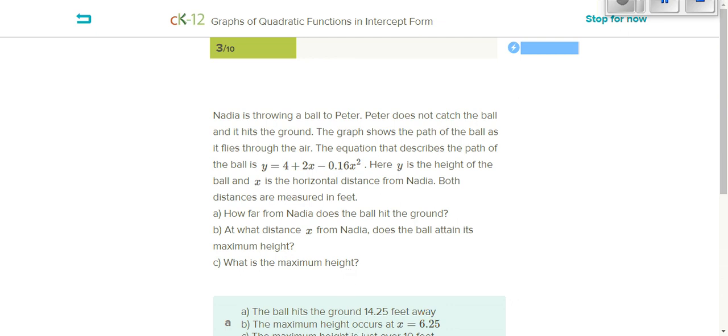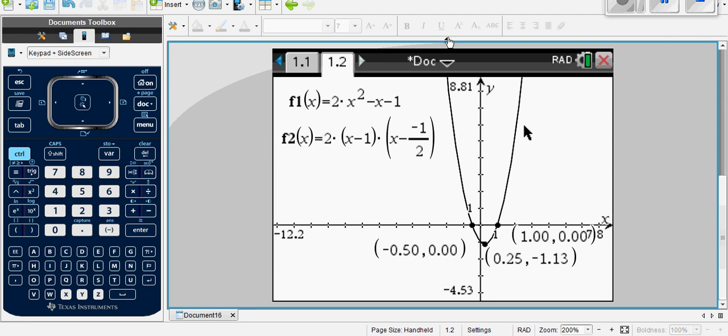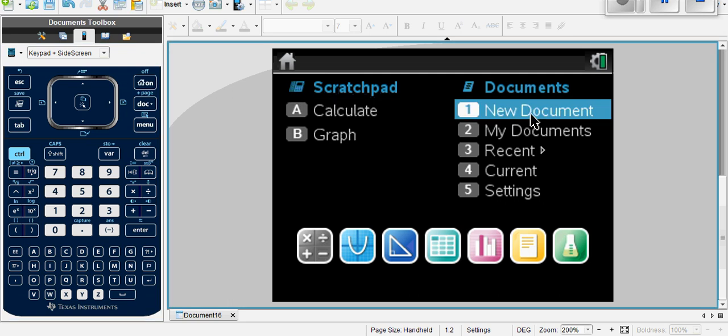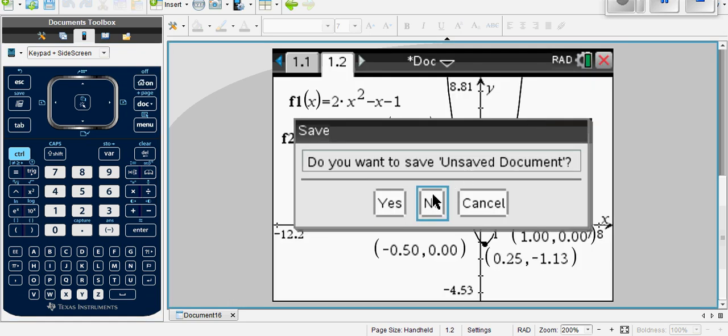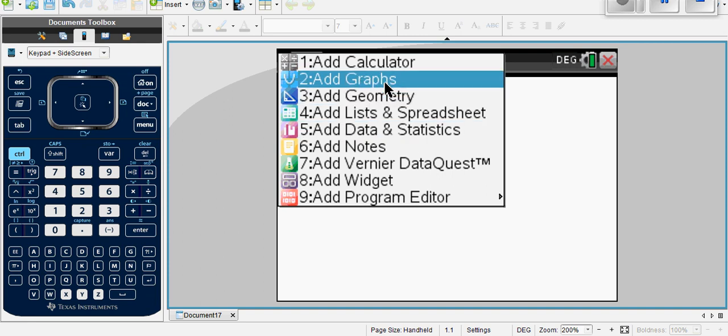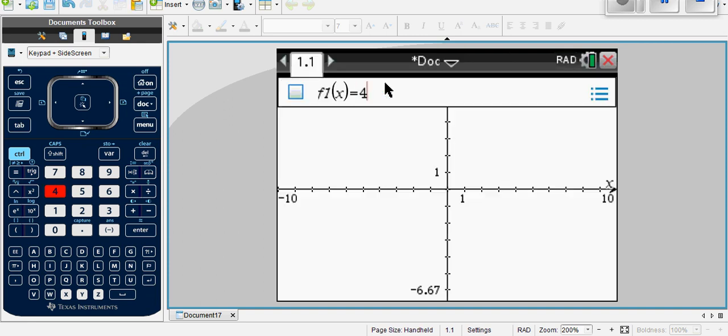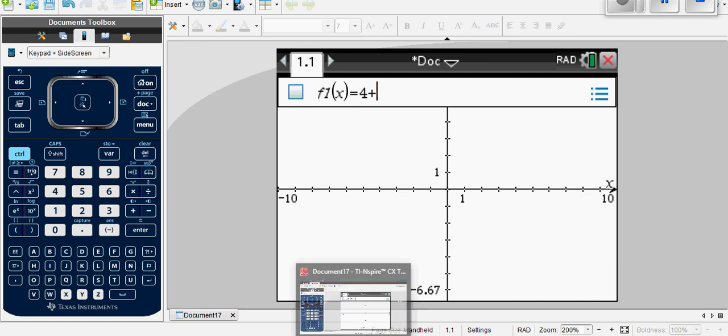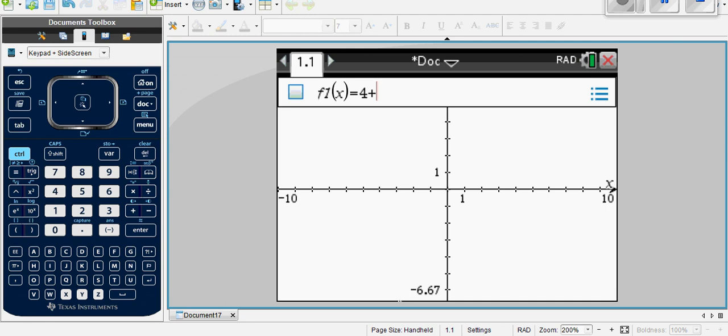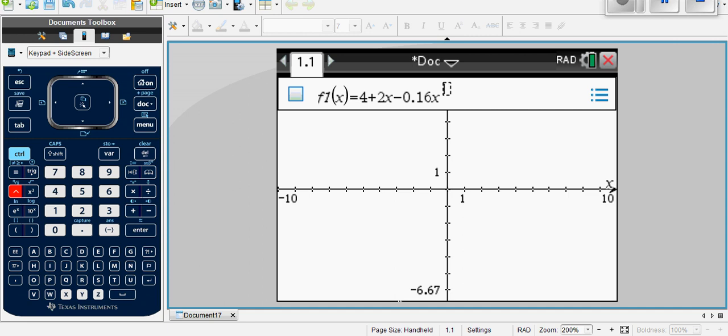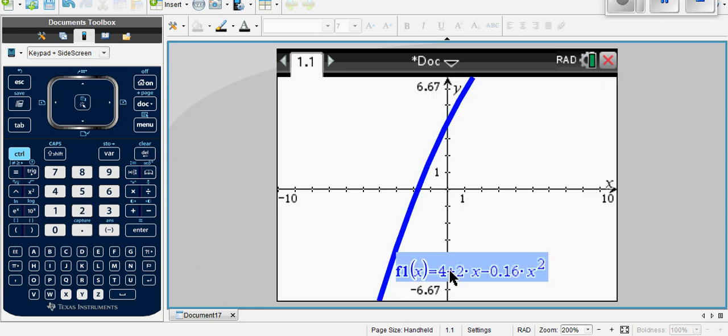Okay, let's open up our calculator and do the new graph. So on home, new document, and I want a new graph. Our graph is 4, that's the initial height, plus, if you remember from physics, 2x, that's the initial velocity of 2 feet per second, and then minus 0.16x squared. Okay, and here it is.